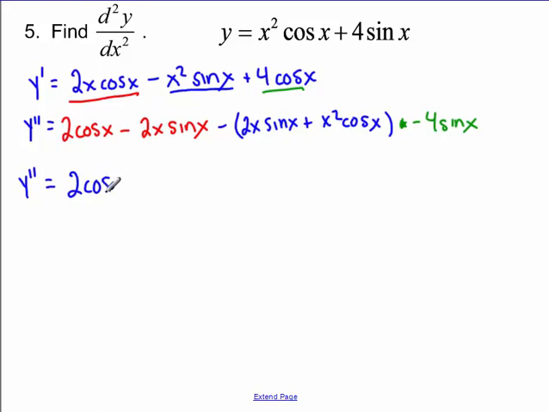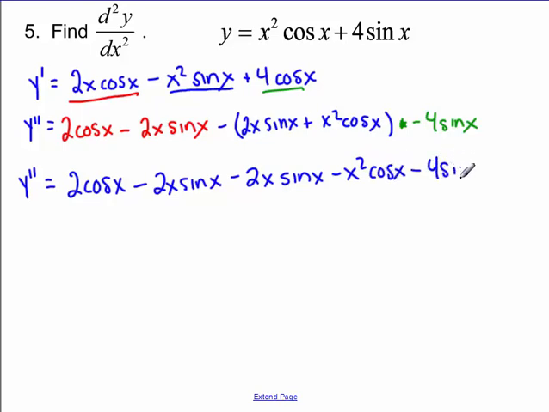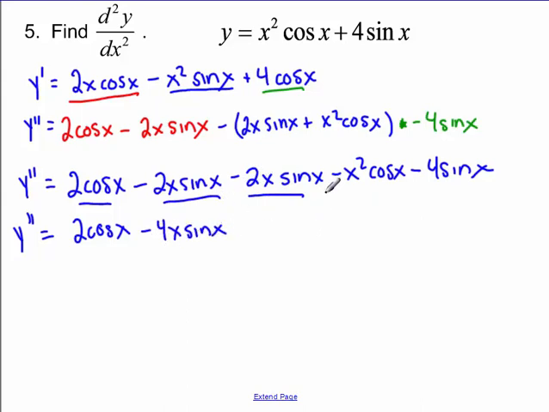Okay, I'm just going to go through and do some simplifying because I believe we can combine some like terms. Make sure you distribute correctly. So I have my 2 cosine x, that's this term. I have those I can combine into minus 4x sine x. That's just a minus x squared cos x, and then minus a 4 sine of x.